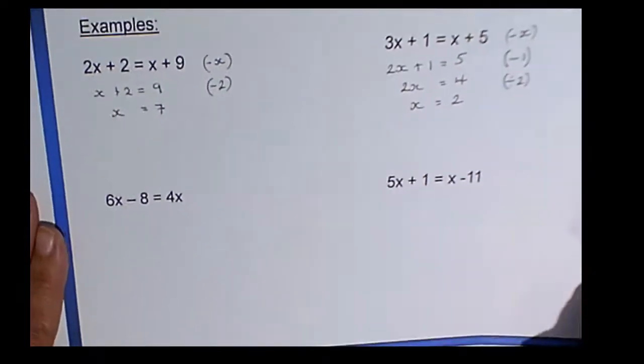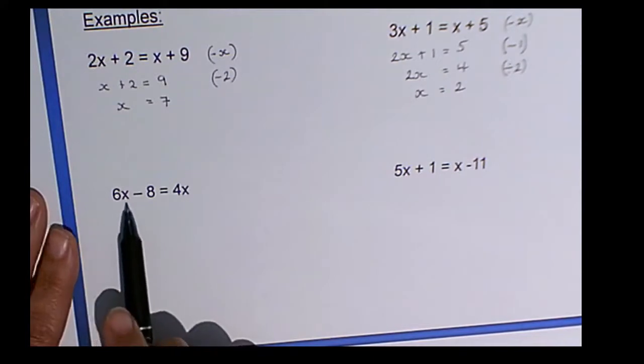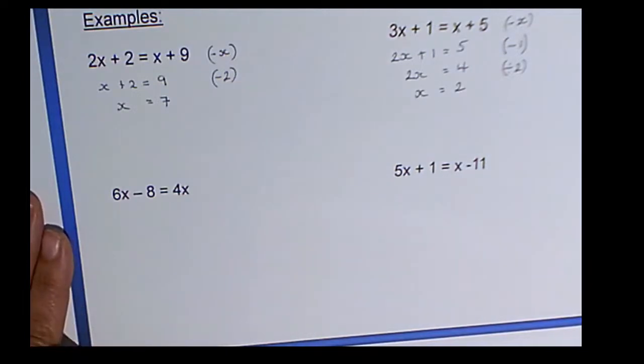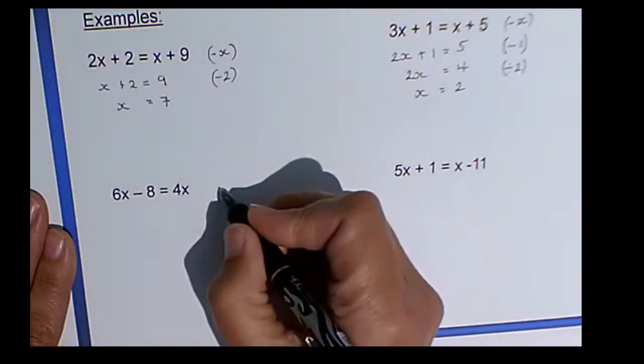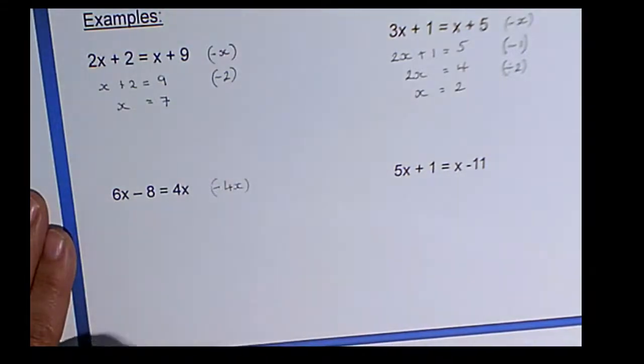Okay, let's have a look at these ones down here. So we can see we've got a slight difference here. We've got 6x minus 8 equals 4x. So again, I'm going to get rid of my smallest amount of letters first. So the smallest amount of letters I've got is this 4x. So I'm going to subtract 4x from both sides.